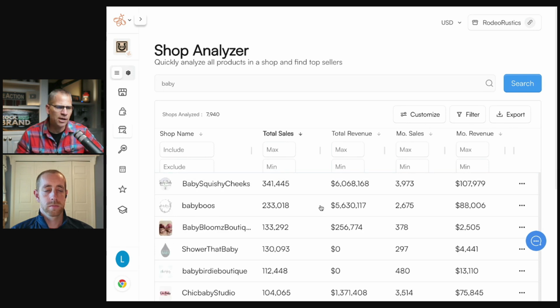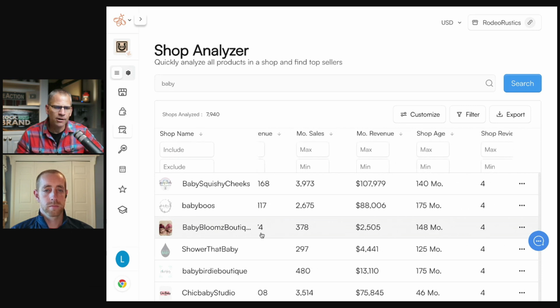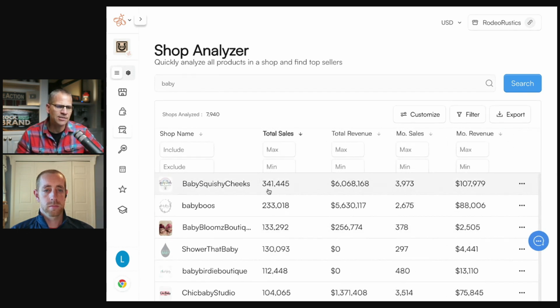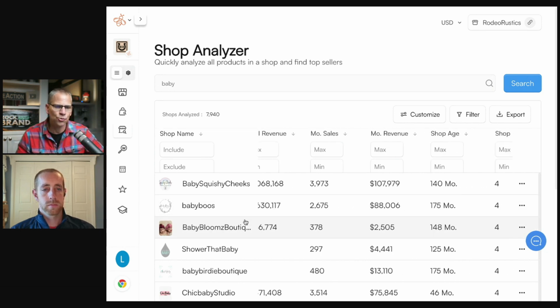So if I go total sales, we got baby squishy cheeks. Okay. But if we look over here, it's 140 months old. So you might go, yeah, that's great, but I can't compete in this space. Well, we're not using this as, am I going to compete directly with them? I'm looking at this like, there's some demand here, right? But then I want to go, okay, let's look at a little bit more current and let's see if I can break into this niche.